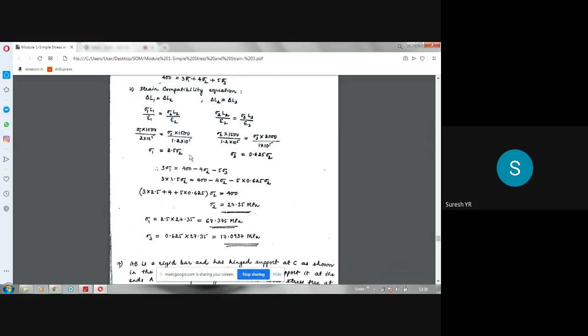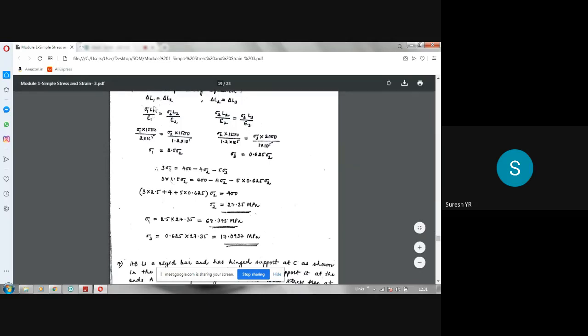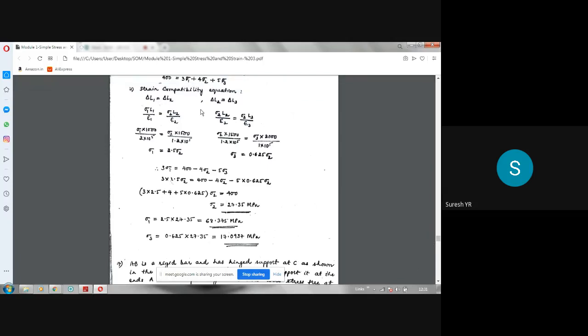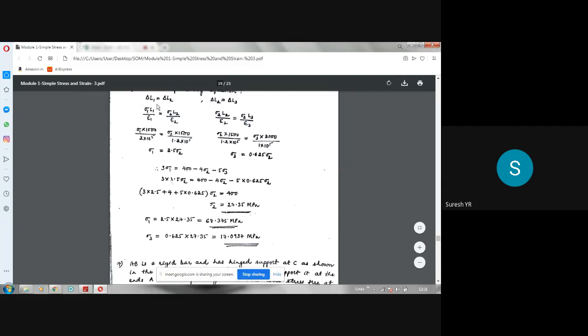Suppose if they ask you to find the elongation of the composite bar, then you can use this condition: delta L1 is equal to delta L2 is equal to delta L3. All the three deformations are same. So you can use any one expression. Suppose if they ask in this problem, calculate the deformation of the composite bar, then you can use delta L1 is equal to P1 L1 divided by A1 E1 or sigma 1 L1 by E1. So this you can substitute.